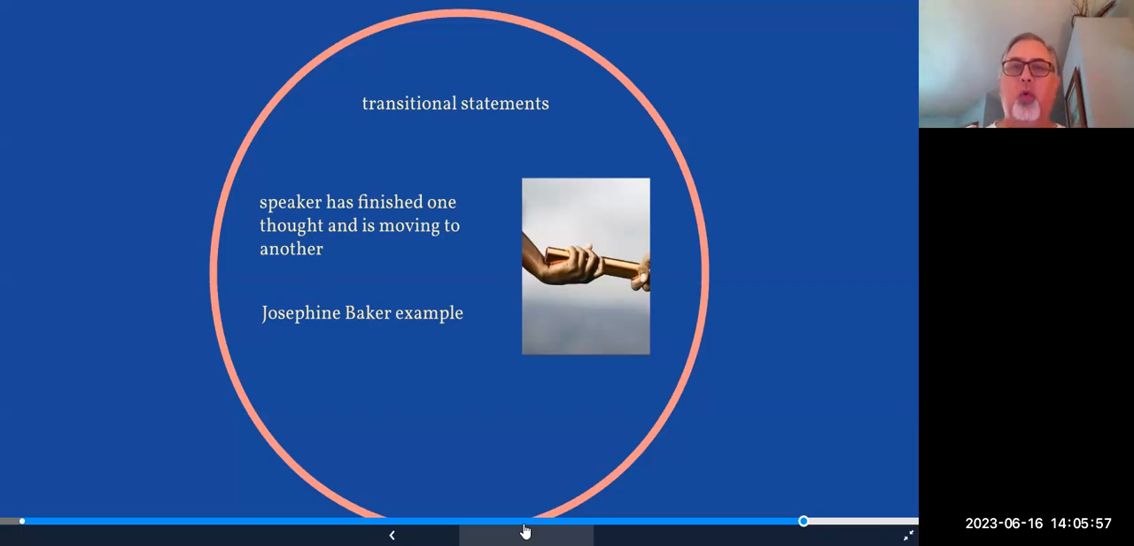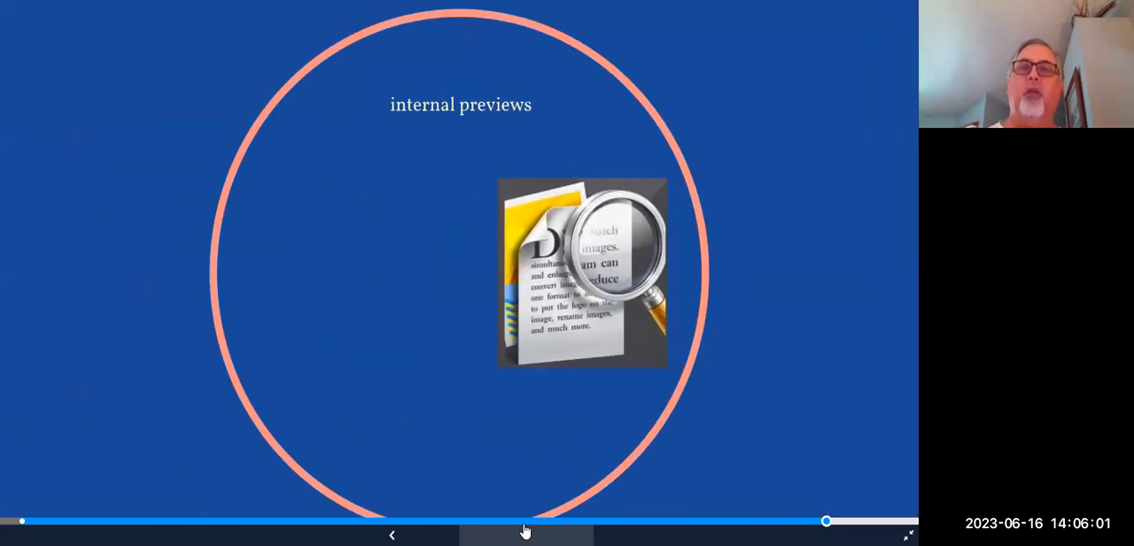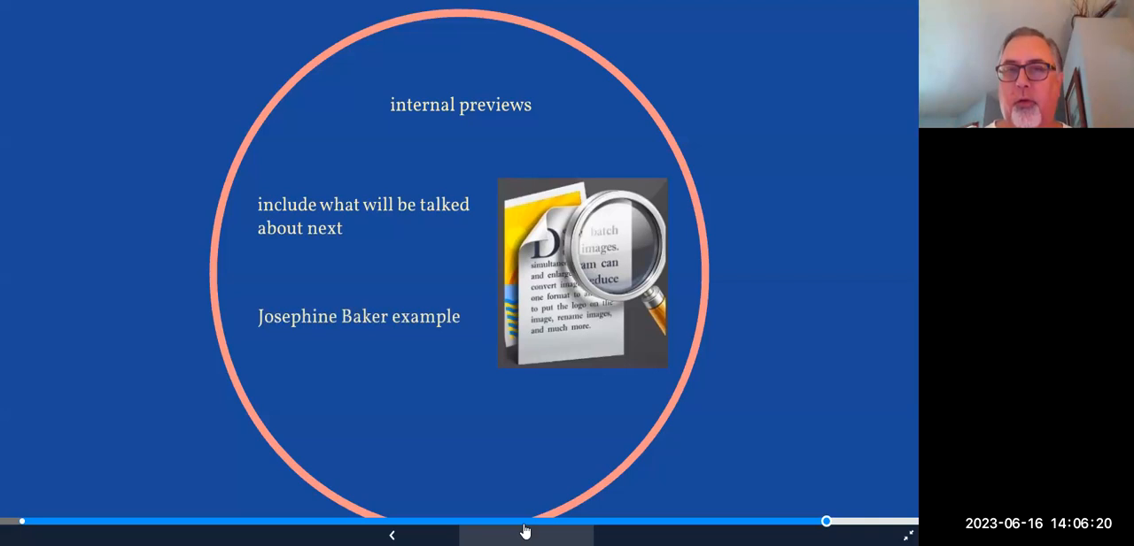You want to use these transitions in your speeches. There's a couple of ways to do it. One of them is an internal preview. So you actually preview for the audience how you're going to present the information so they know ahead of time, okay, they're going to talk about this, then they're going to talk about this, then they're going to talk about this. So in the Josephine Baker, I want to talk about Josephine Baker. She was an amazing woman.